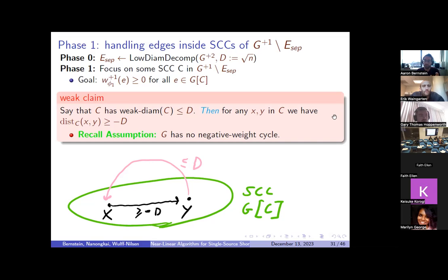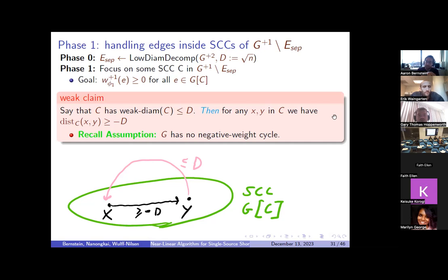So since this is a low diameter component, we know that for any x and y, there is a path from y to x of distance at most d. That's the whole point of low diameter component. Note that actually this path had distance at most d in the graph G plus 2. But the weights in G are even smaller than in G plus 2. So in G, it has an even shorter path from y to x. But definitely there's a path from y to x of length at most d. That's the whole point of low diameter component.